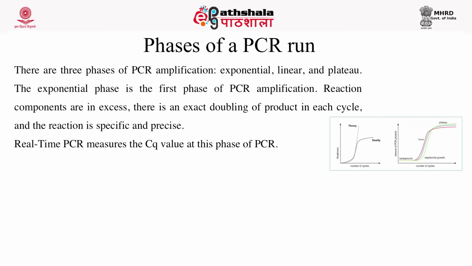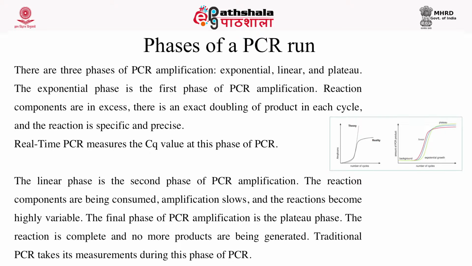The second phase is the linear phase of PCR amplification. The reaction components in this phase are being consumed. Therefore, the amplification slows down and the reaction becomes highly variable. The final phase of PCR amplification is the plateau phase. The reaction is complete and no more products can be generated. Also, the limiting factors here are the dNTPs, the enzyme as well as the other factors. Traditional PCR takes measurements during this phase of the PCR reaction.